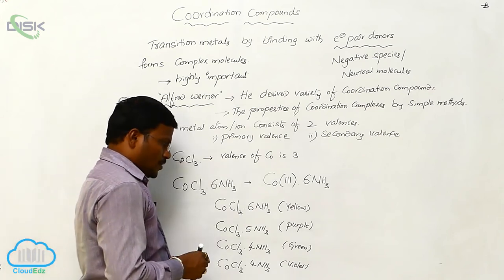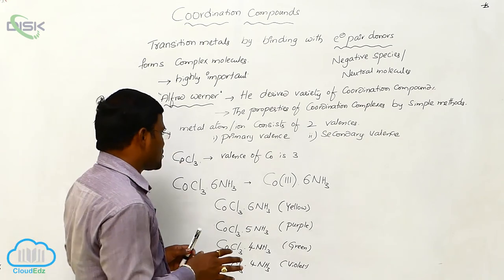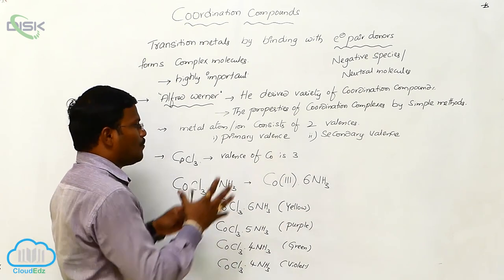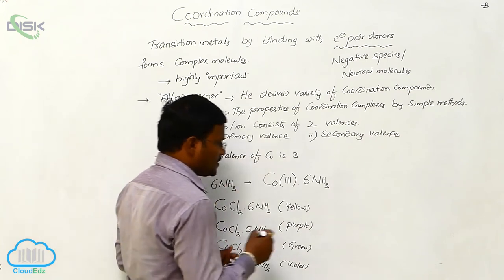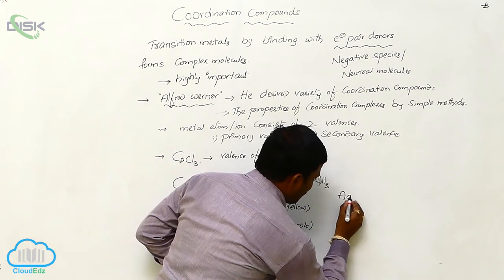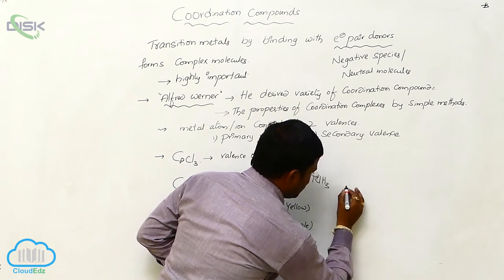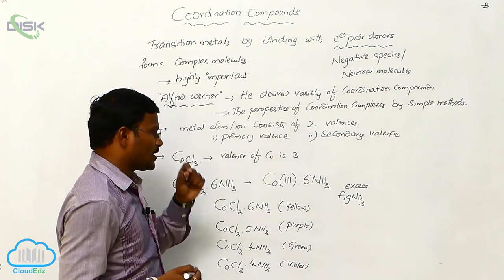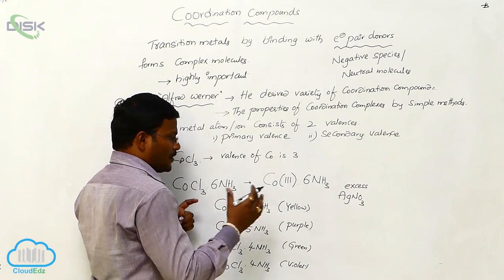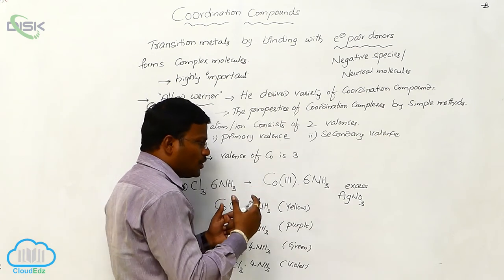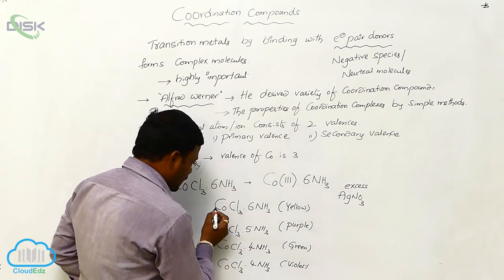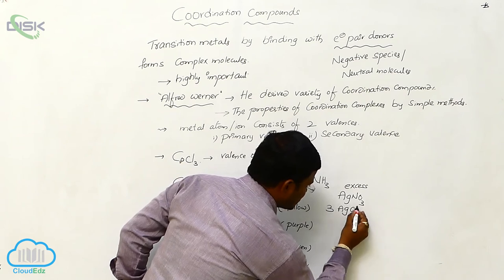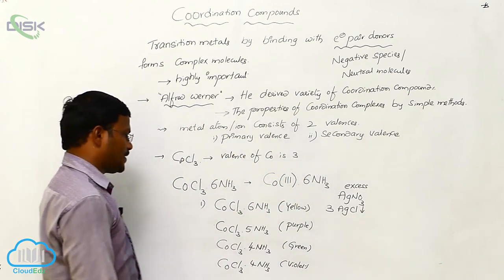So let us identify some characteristics of coordination complexes. Cobalt chloride with 6 ammonia is a complex. These complexes are treated with an excess amount of cold dilute silver nitrate solution. The first complex can provide 3 moles of silver chloride white precipitate.